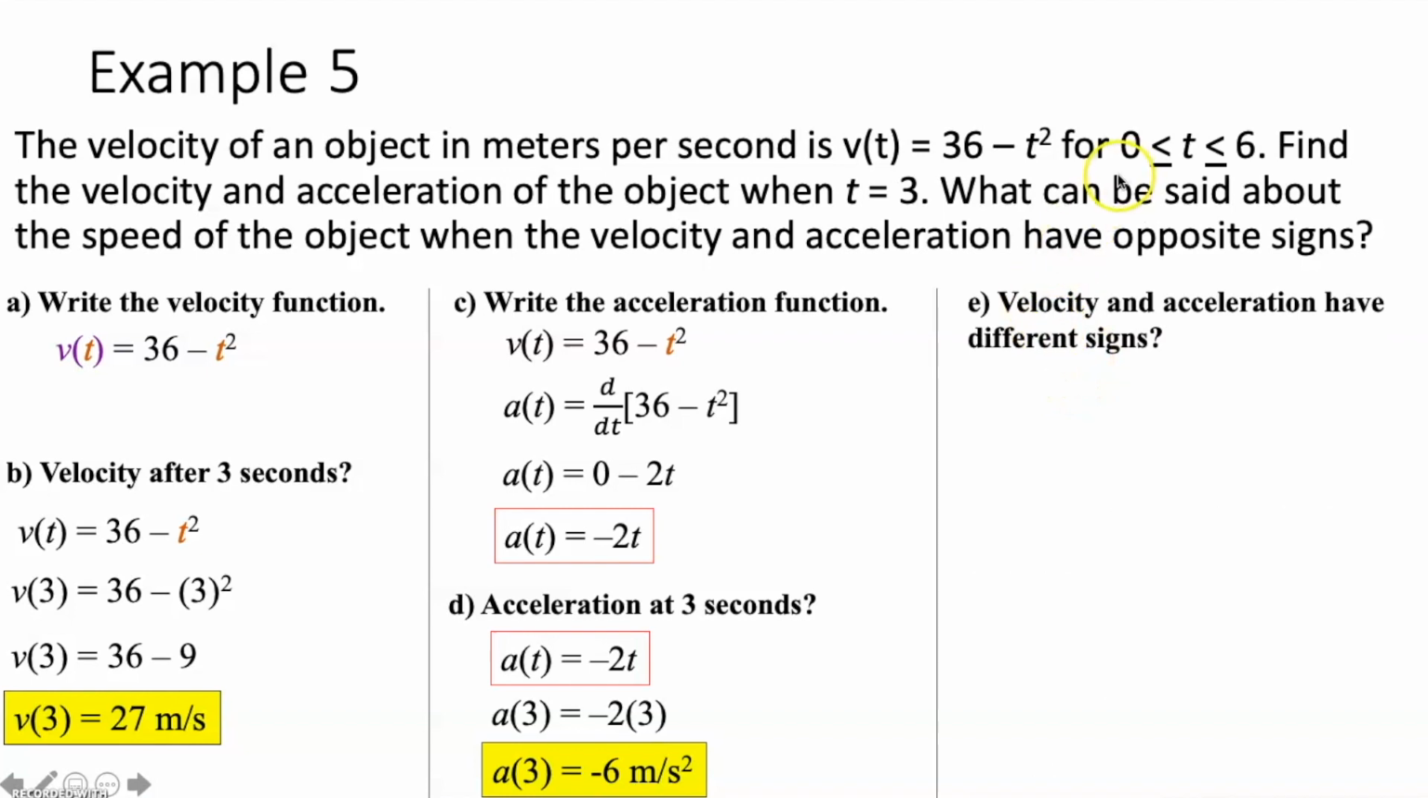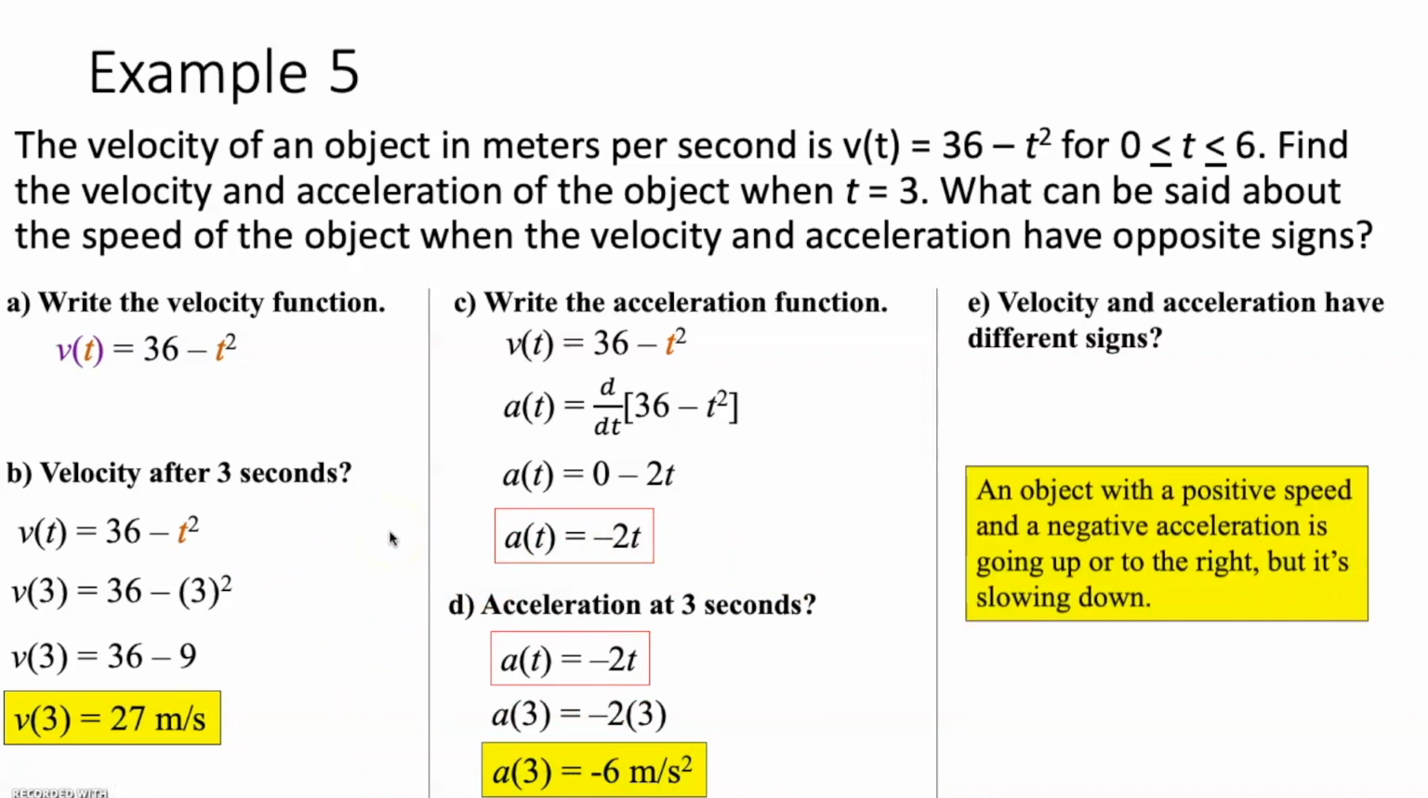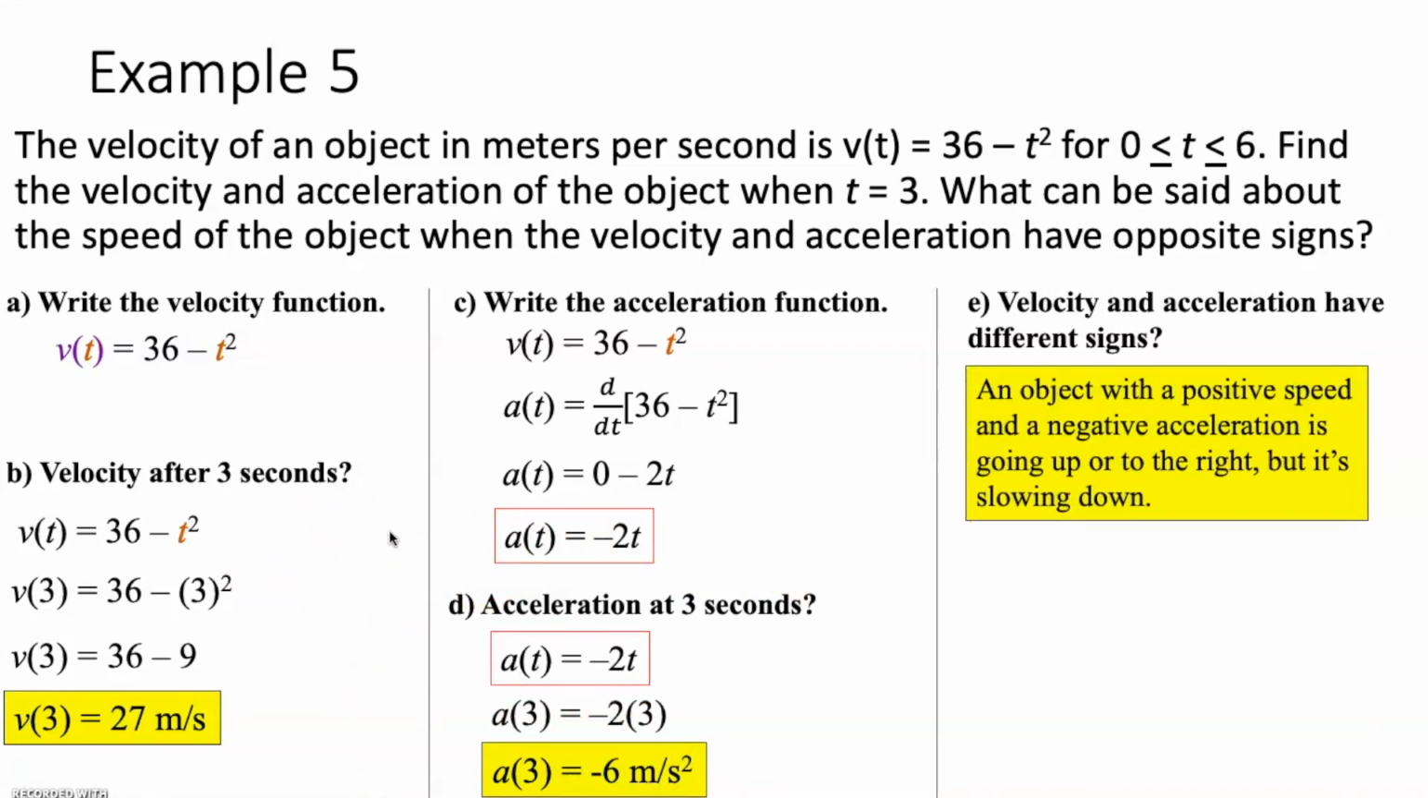Lastly, this says, what can be said about the speed of an object when the velocity and acceleration have opposite signs? So in this case, our object has a positive velocity but a negative acceleration. Positive velocity means your object is going to the right or it's going up. The negative acceleration means that it's slowing down to the right or slowing down on the way up. So when the velocity and acceleration have opposite signs, it means an object is slowing down.